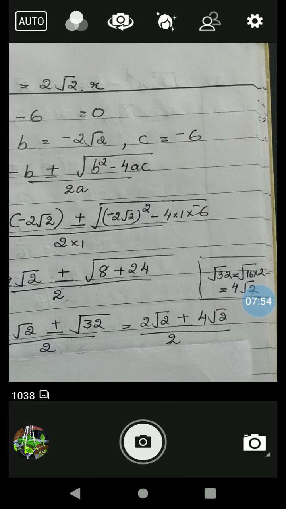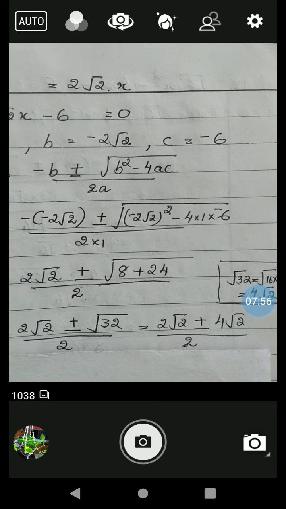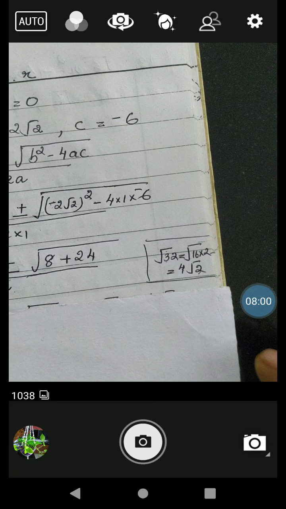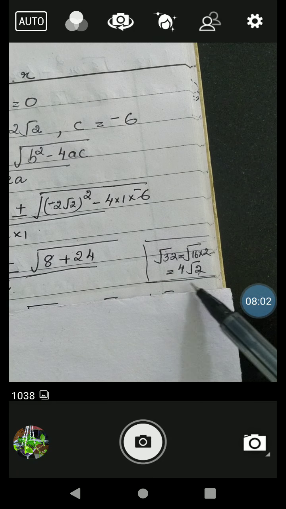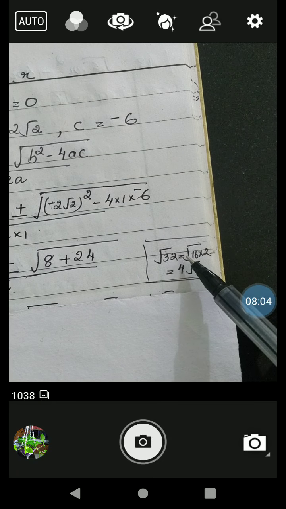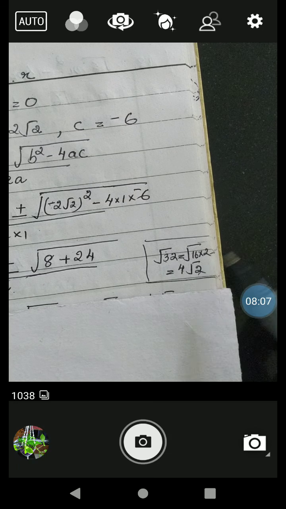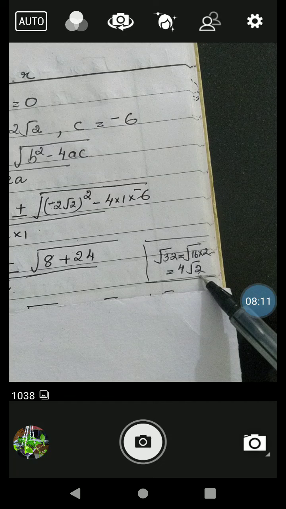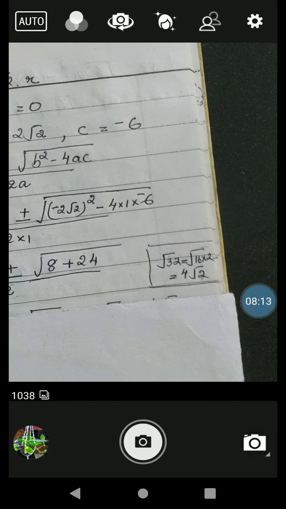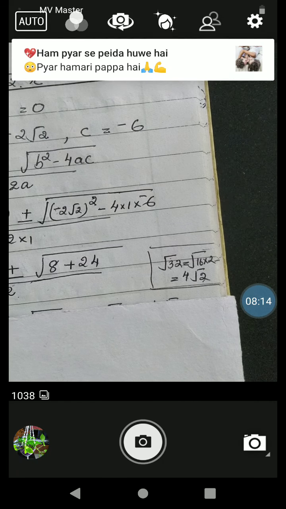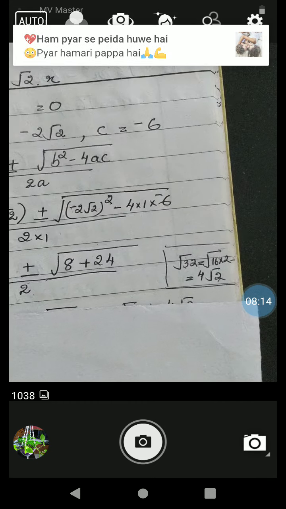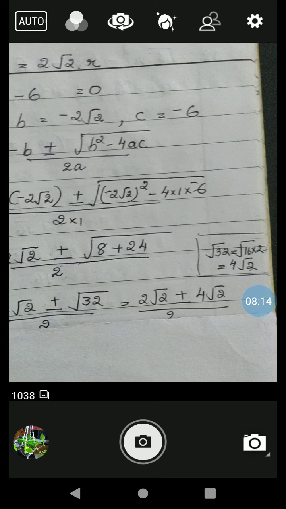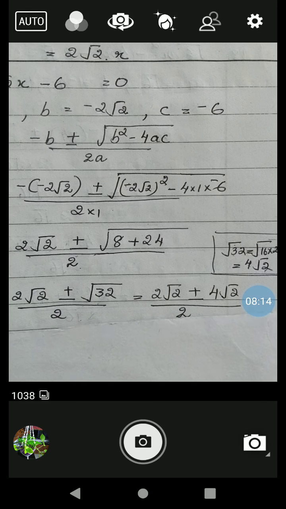And root 32 can be written as 4 root 2. Here you can see the steps. I think here 32 can be written as root of 16 into 2. That is root of 16 is 4. You can take outside 4 root 2. Root 32 is 4 root 2. Therefore, instead of root 32, we can substitute 4 root 2.